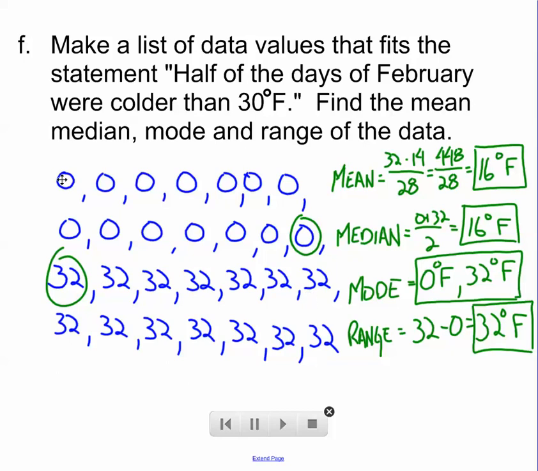Now, if I change even one of these numbers, my list would still be accurate for this statement. I could change this 0 to a 1. Half the days would still be colder than 30 degrees Fahrenheit. I could change any of these 32s to something greater than 30, and I'd be fine too. I could go into negatives. I could change all of them. There's an infinite number of ways we can arrange this, literally. But this is just one way, so I took the easy route.